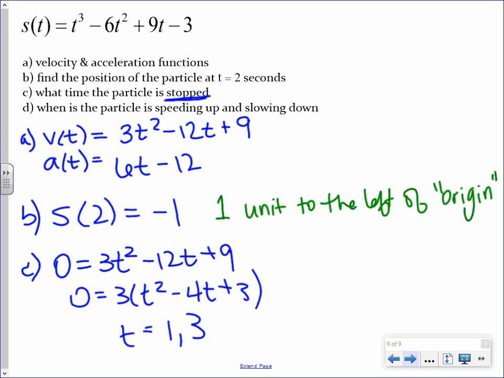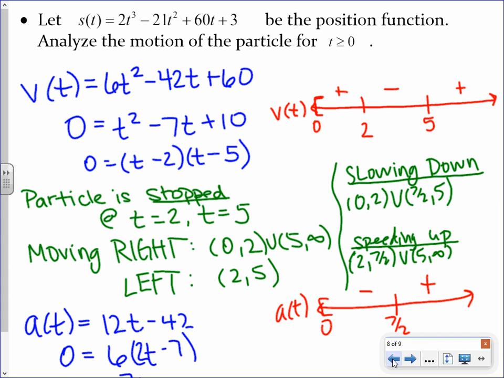Okay. And then we're not going to go through part D because I'd like to talk about your homework a little bit before we leave. But when we're determining speeding up and slowing down, in this scenario, you need to make a velocity number line, find the zeros of the acceleration, make an acceleration number line. Wasn't it really nice to have those number lines stacked on top of each other to see that? Okay, you want to do that every time you're talking about speeding up and slowing down.